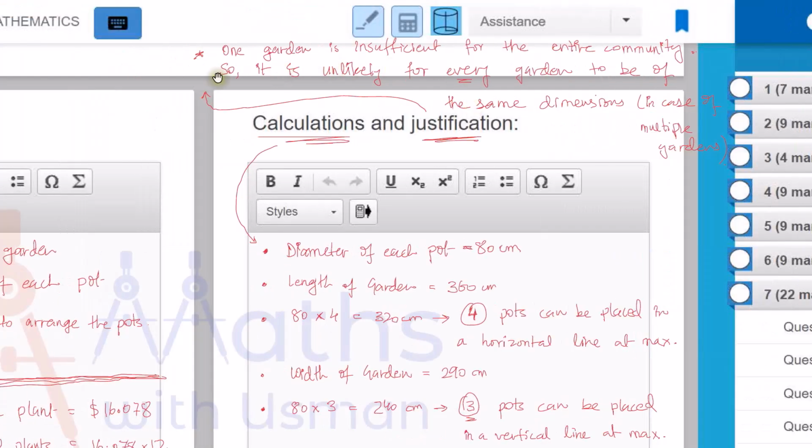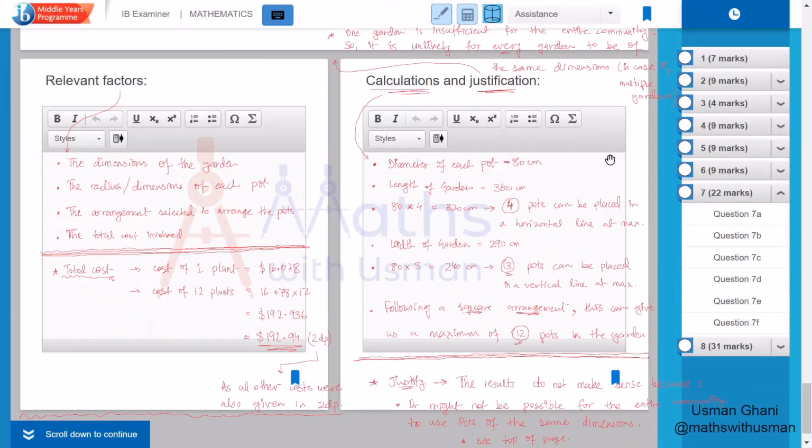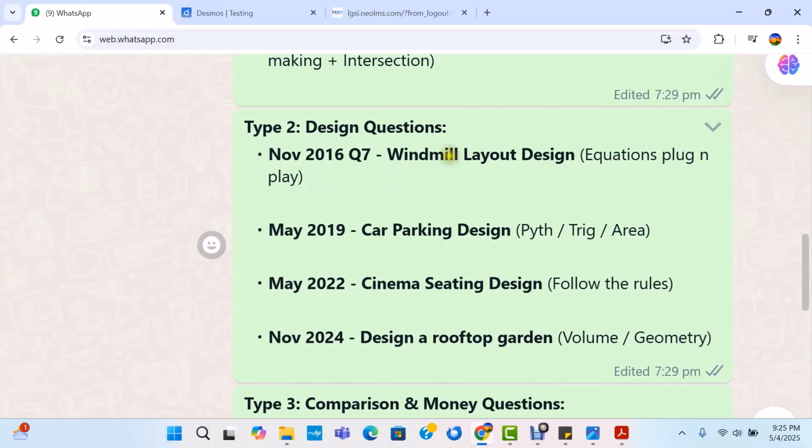It is also unlikely for every garden to be of the same dimensions. The dimensions can change. The amount of soil, if you're not measuring it properly, can differ. If the amount of soil differs, the cost differs. There can be inflationary measures, so the cost can change. If the cost changes, the whole feasibility changes. Literally, you have a lot of options over here. Okay, so that basically finishes this question, and that finishes all the questions of type 2 design questions.